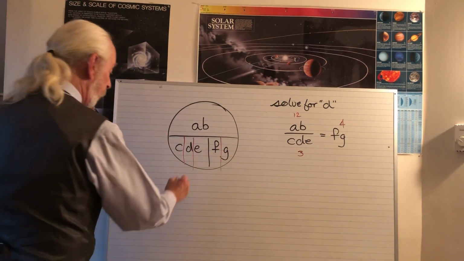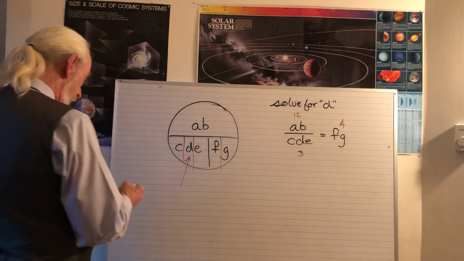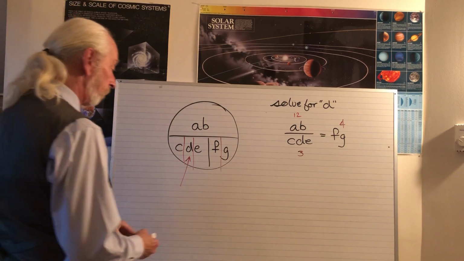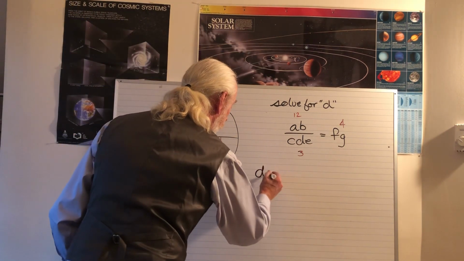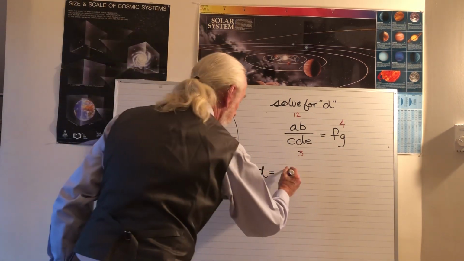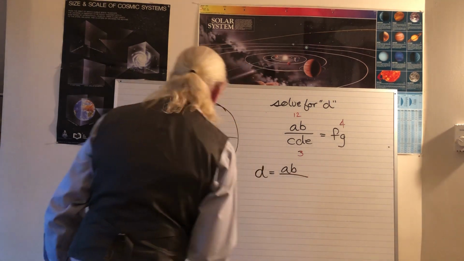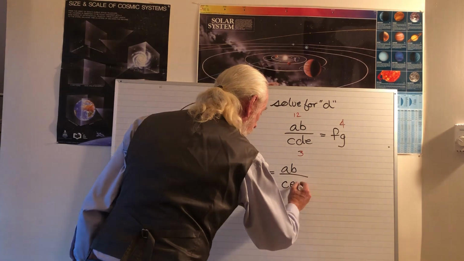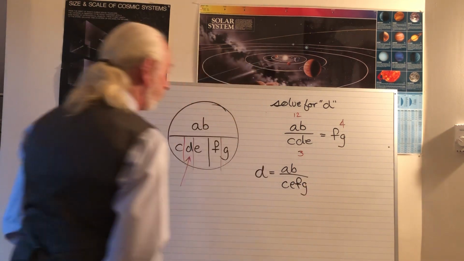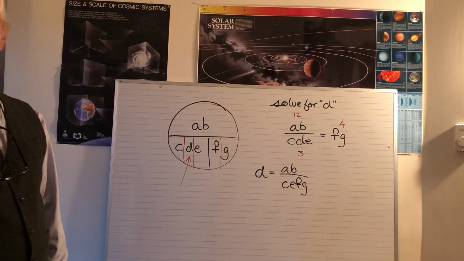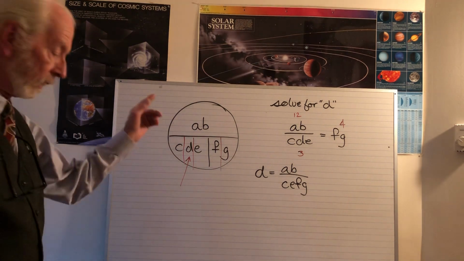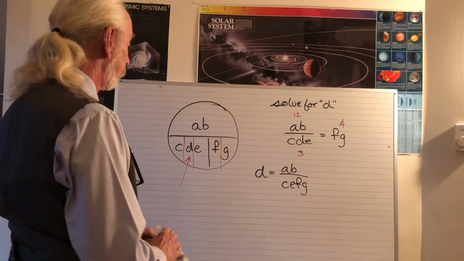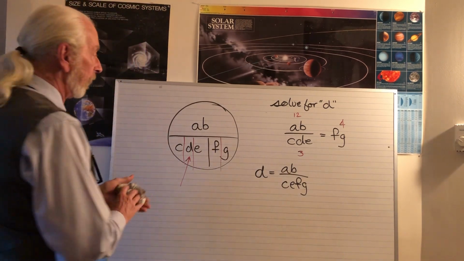Now, look what I can do. I'm trying to solve for D. All I gotta do is look at it. What is D equal? AB over CEFG. No muss, no fuss. Isn't that slick? Now, while we're on this page, find some space on the left-hand side of your book. I'm gonna show you just a couple other things.